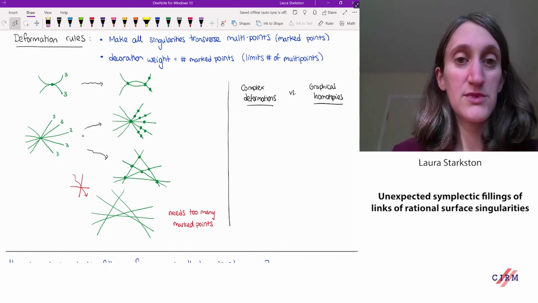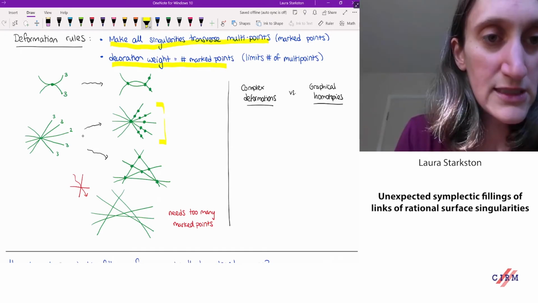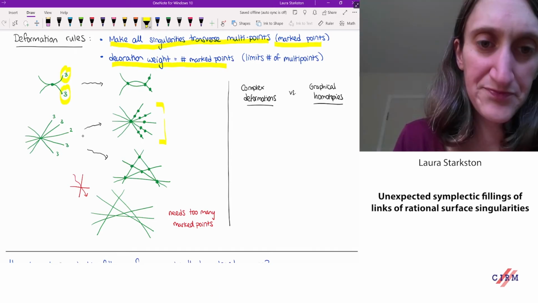And then the weights, these numbers, tell you the number of marked points that I have to have on each component. And the rule is each of the transverse intersections has to be a marked point. So I can have additional marked points, but at least I have to mark every transverse intersection. So basically these weights put a limit on the number of transverse intersections you can have.